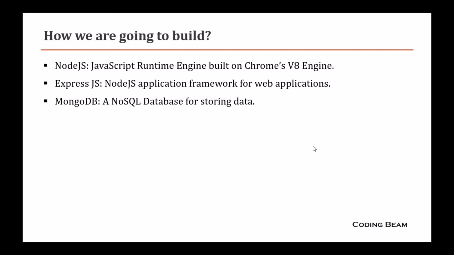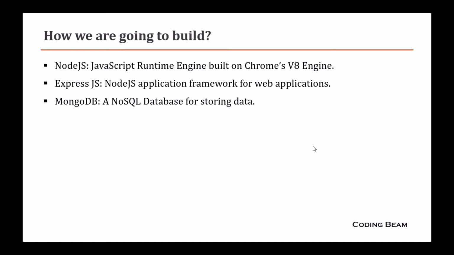So how are we going to build the backend? First there will be Node.js, which is a runtime environment built on Chrome's V8 engine. So Node.js is a runtime environment for JavaScript, and as we know, JavaScript is the only programming language that can be changed in the execution. So it was taken out of Chrome's V8 engine and now it is maintained as a standalone project called Node.js to build applications.